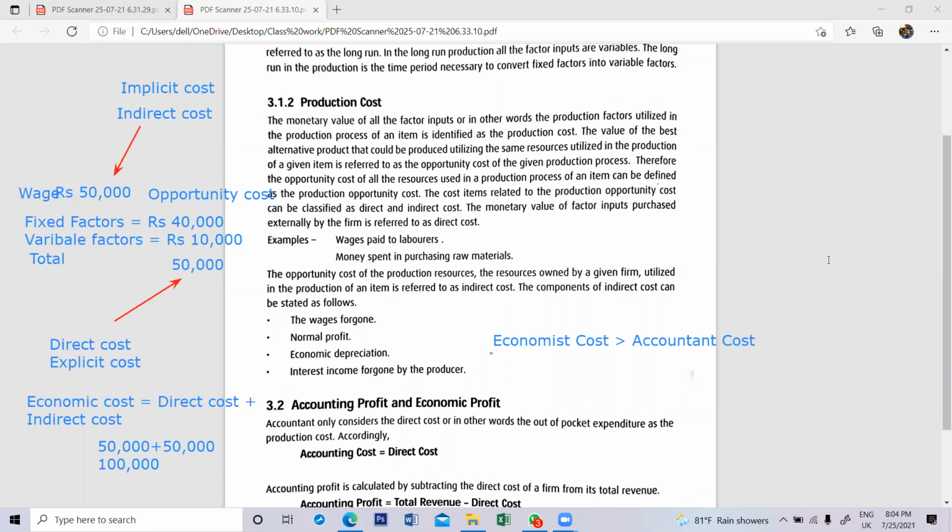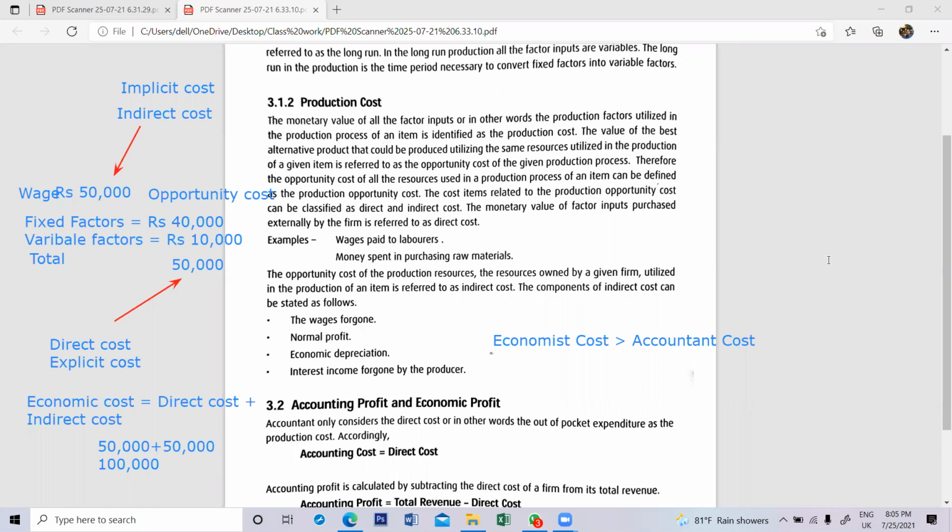The value of the best alternative production that could be produced by utilizing the same resources utilized in the production of a given item is referred to as the opportunity cost of a given production process. Therefore, the opportunity cost of all resources used in the production process of an item can be identified as production opportunity cost. The cost items related to the production opportunity cost can be classified as direct and indirect cost.